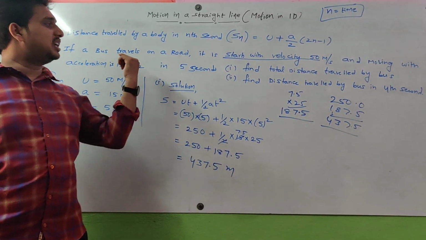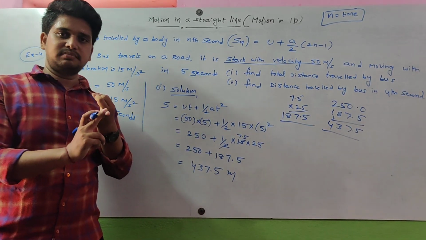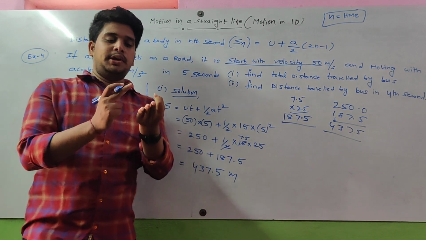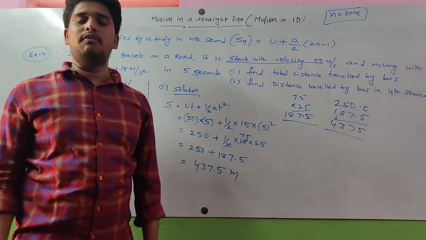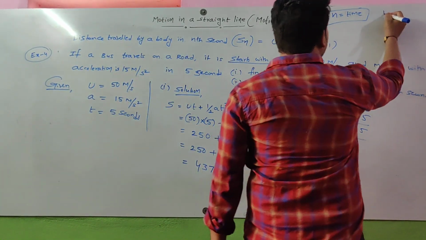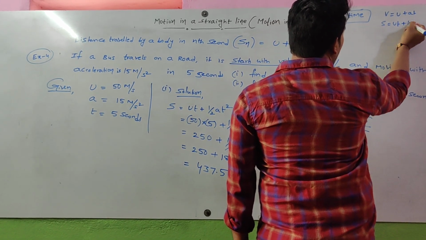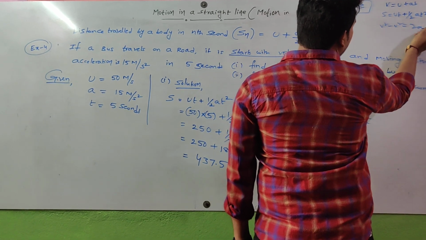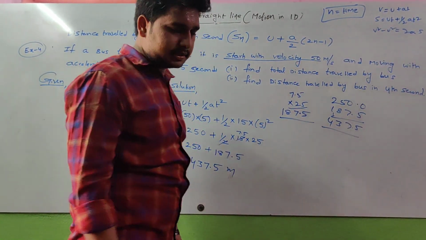Here the given initial velocity u value is given, a value is given, t value is given. So u, a, t, s relation: s is equal to ut plus half at square. So just write all the formulas: v is equal to u plus at, s is equal to ut plus half at square, v square minus u square is equal to 2as. So these are the formulas.